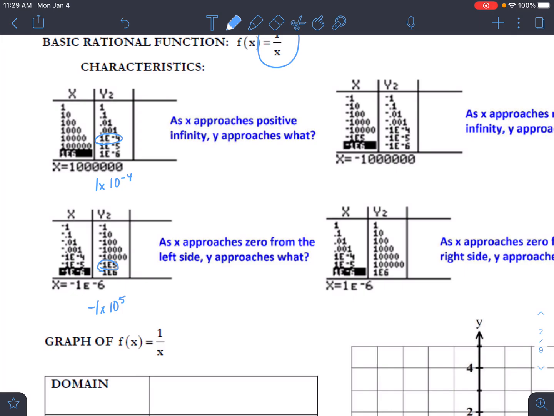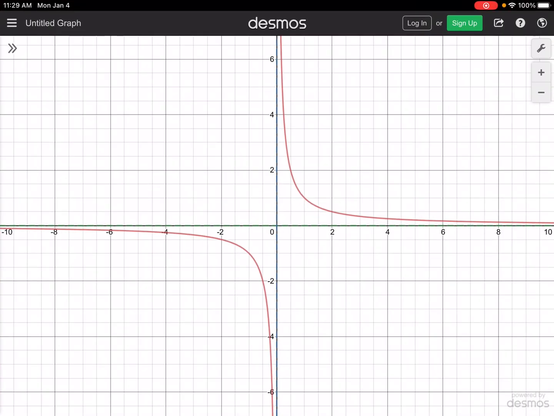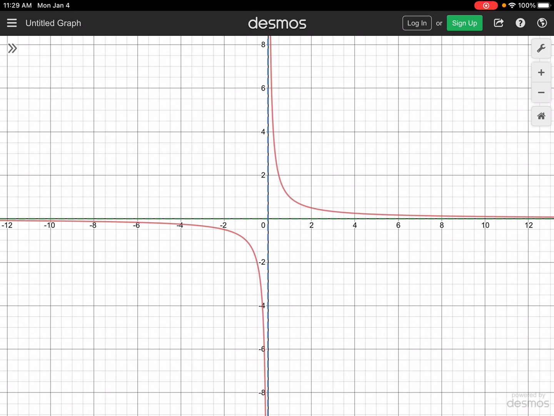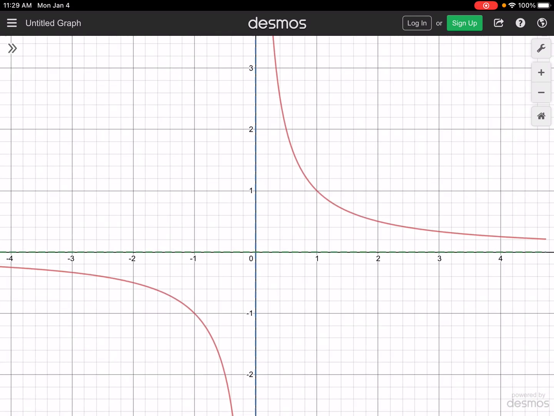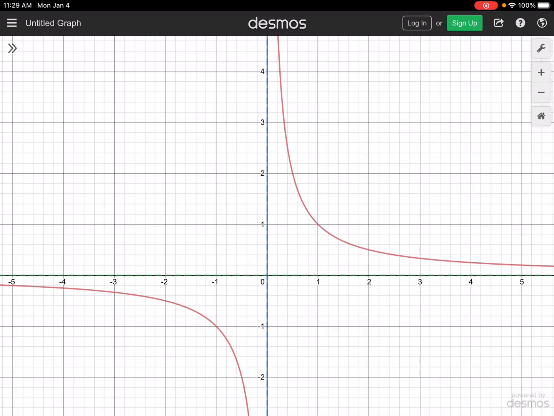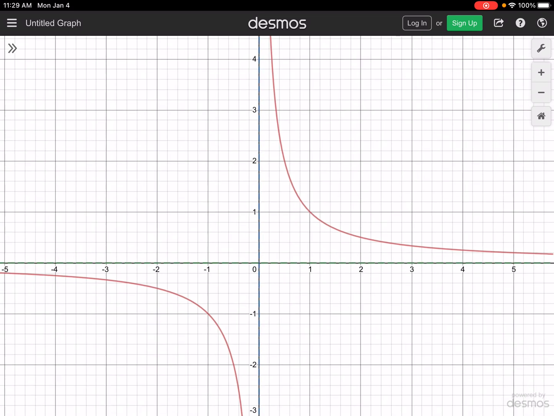So let's take a look at this graph. I have a graph here for us. The red is 1 over x. As you can see, it looks like these two big loops. If you plug in 1 over 1, that is 1, that's the point right there. And every other point we can see gets closer and closer to the x-axis.